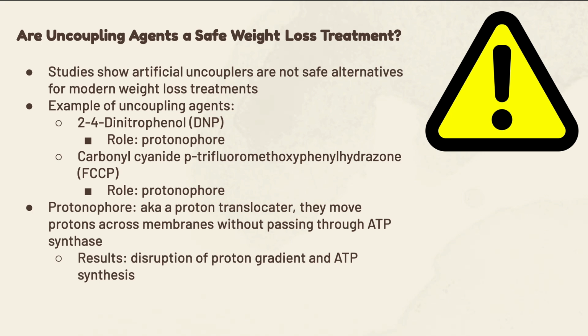Now, this last slide is going back to our uncoupling agents, and studies from the past 20 years have been going over different solutions to weight loss. One particular solution that was considered were artificial uncoupling agents, but they quickly turned out to show fatal side effects when used. Some examples of these synthetic uncouplers included DNP and FCCP, which both act as protonophores or proton translocators that can disrupt ATP synthesis.